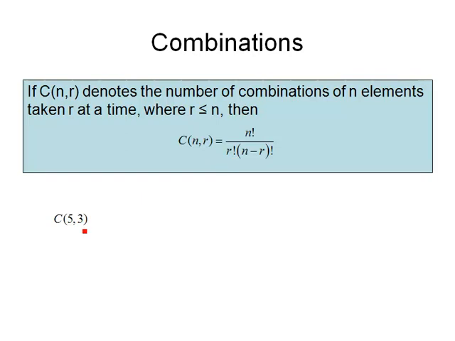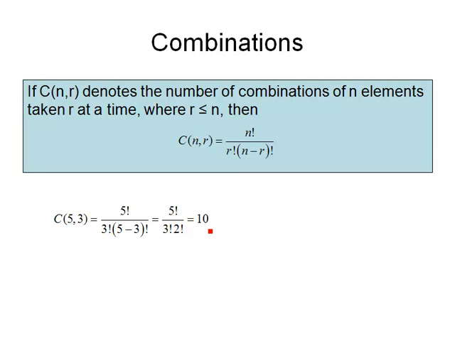So let's go ahead and calculate the combination of 5 objects taken 3 at a time. This means that n is 5 and r is 3. If we put it into the formula above, we get 5 factorial divided by 3 factorial times 5 minus 3 factorial. 5 minus 3 is just 2. So we see 5 factorial divided by 3 factorial times 2 factorial. If we work out all of these factorials and then do the division, we get 10.